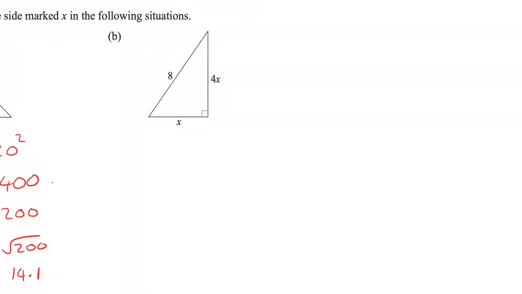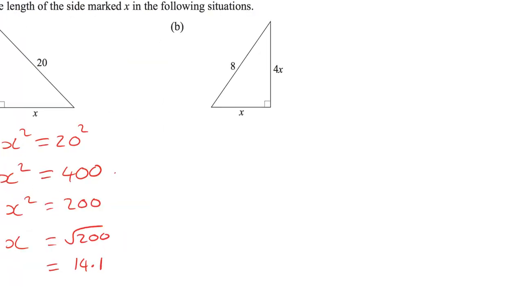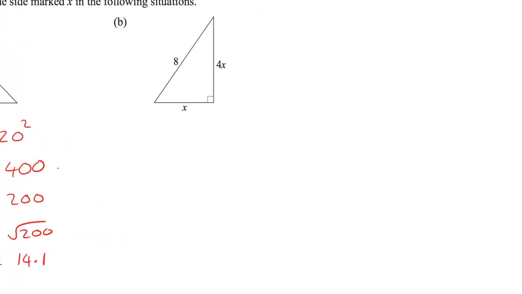Now we've got to be a little bit careful here, but it's the same principle. So we are trying to find x again. So let's just write this out, and we'll use the blue pen. Okay, so x squared plus 4x squared is going to be equal to 8 squared. Those two sides sum and add to make the hypotenuse squared.